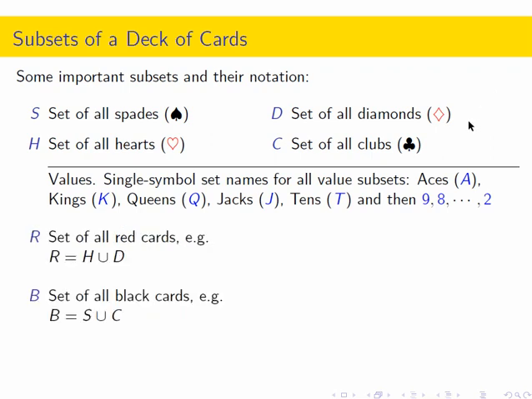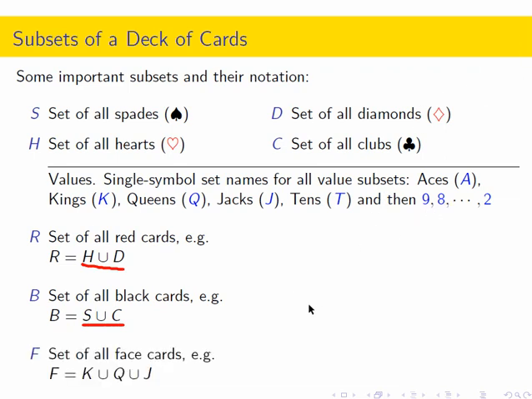So inside the deck we have red and black. So red is the union of the hearts and the diamonds, right? Hearts and diamonds. Black is the union of the spades and the clubs. So there are 26 red cards. There are 26 black cards. So red and black is also a partition. It's a 2 subset partition.